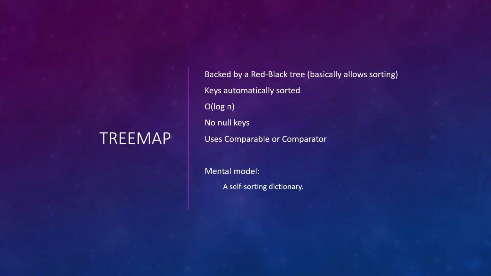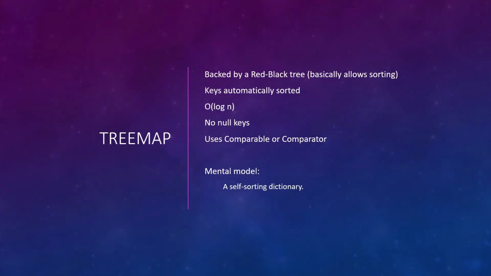TreeMap. TreeMap is backed by the same red-black tree that was behind TreeSet. And this tree allows sorting. Something about the red and black nodes makes this a self-balancing tree that sorts nodes. Anyway, I'm not going to get too much into it because that's a whole other talk, and we don't have time for that right now. The keys are sorted because of this colored tree that we have.